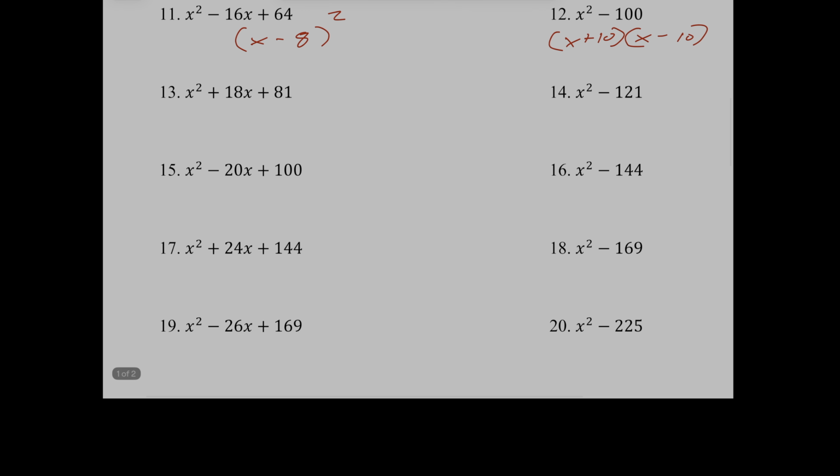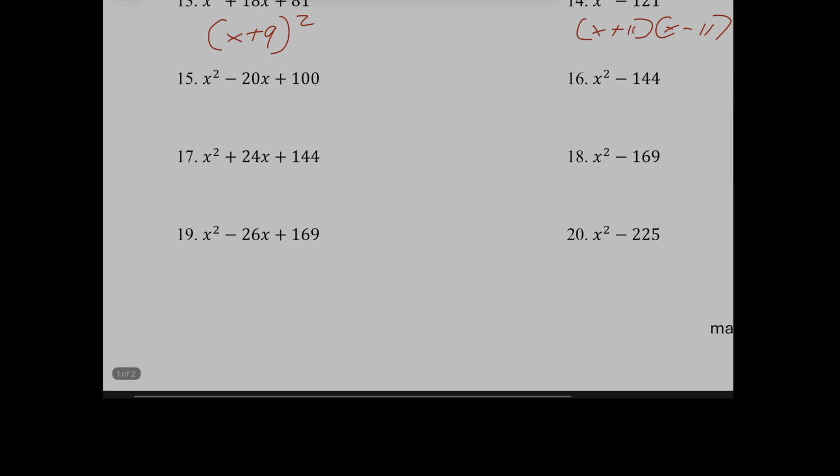All right, let's go on to number 13. Square root of 81 is 9. 9 plus 9 is 18. Boom. That works. I'm going to do my x. This is the second time in a row I've done that. Okay, x plus 9 quantity squared. And then this one, we have a square root minus a square root. Boom, boom. 11, 11, plus minus. So make sure you guys know the tricks.